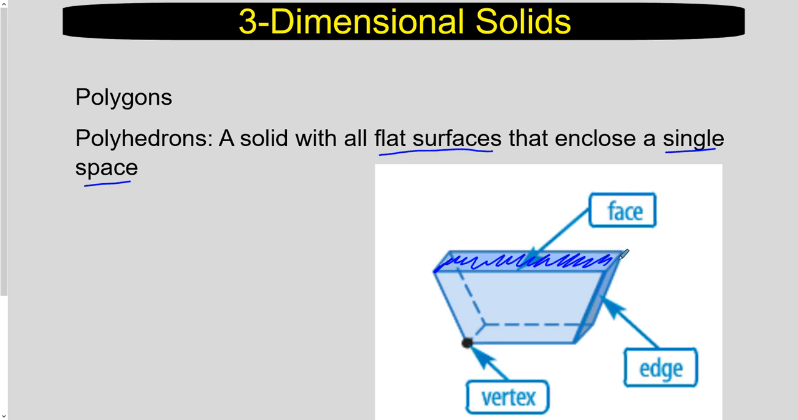That arrow's a little bit misleading. And so the vertices are the corners, the edges are pretty self-explanatory, and the faces are what we call the sides.